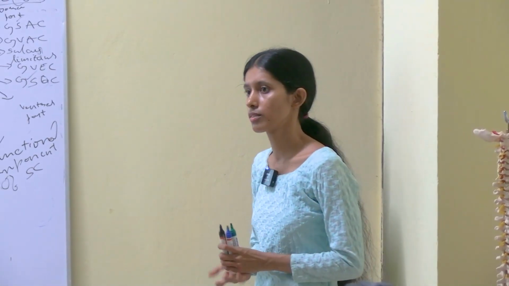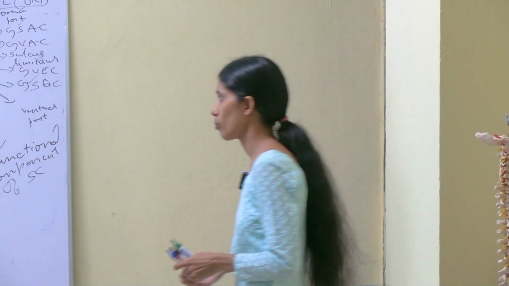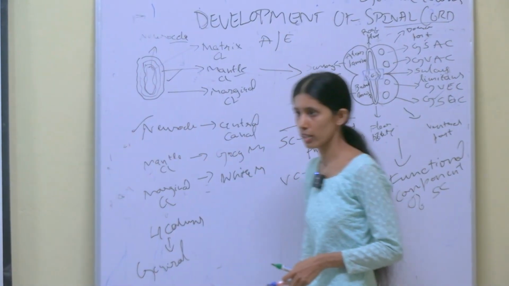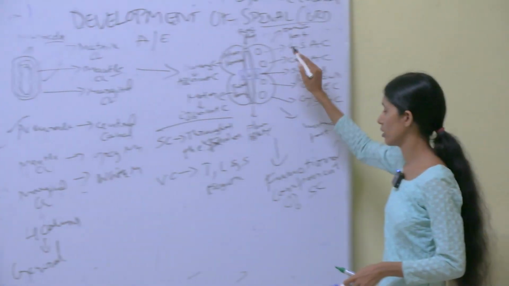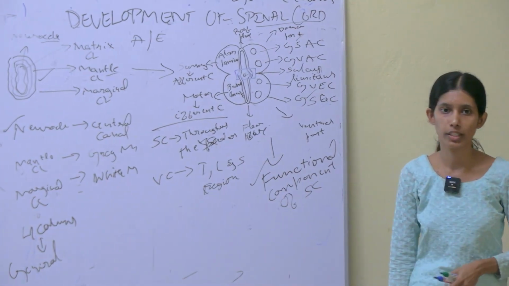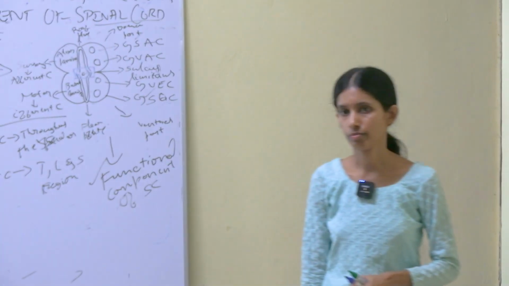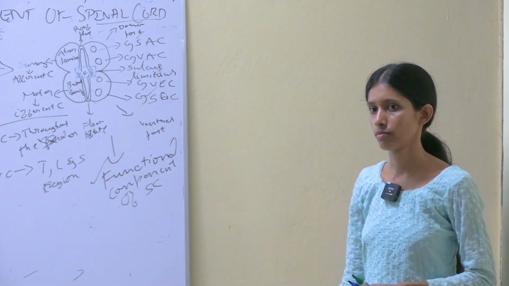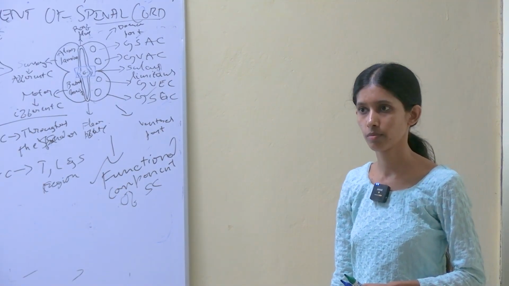Any doubts in this? Any doubts in the functional component? These points explain the development of your spinal cord, and this whole diagram is for the functional components of the spinal cord. Any doubts? So, shall we go to the next topic?